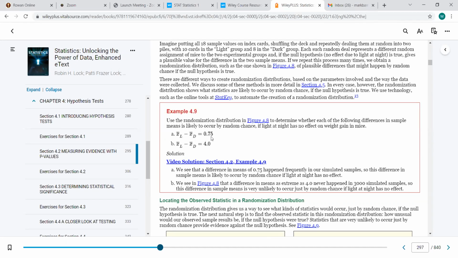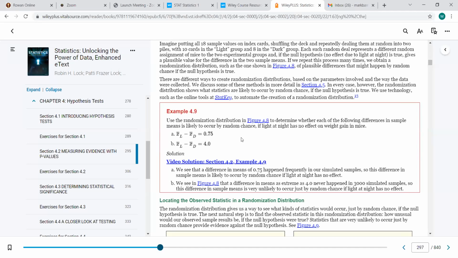Okay. Suppose somebody else in the class did the same, randomly assigned 18 mice, and their difference is 4 grams between the light group and the dark group.